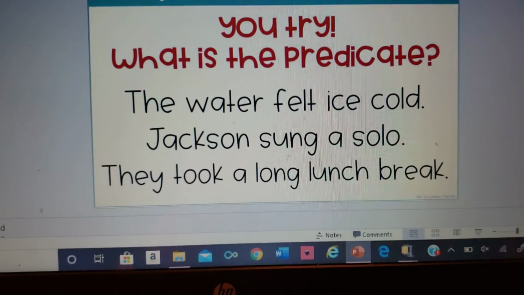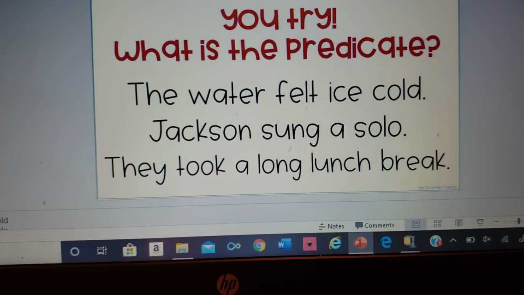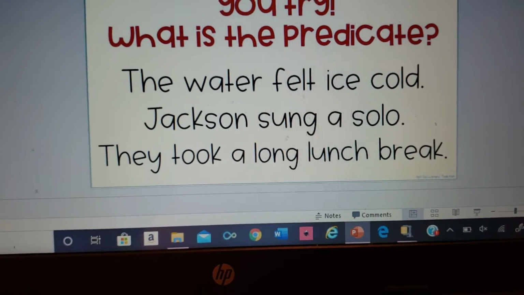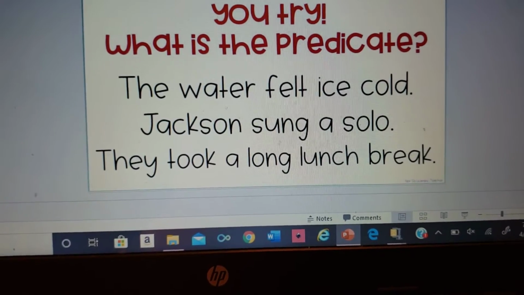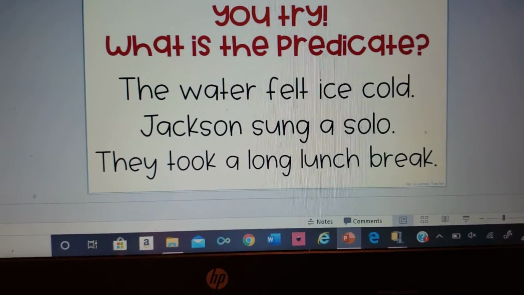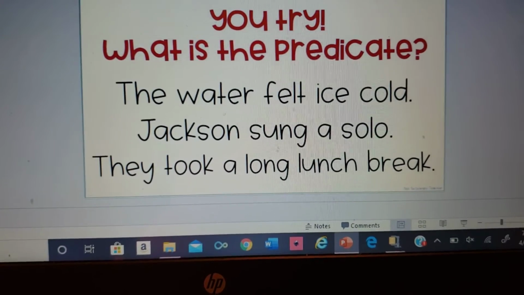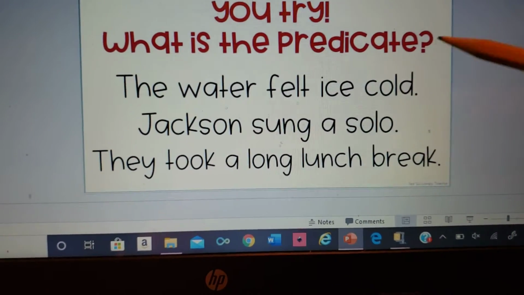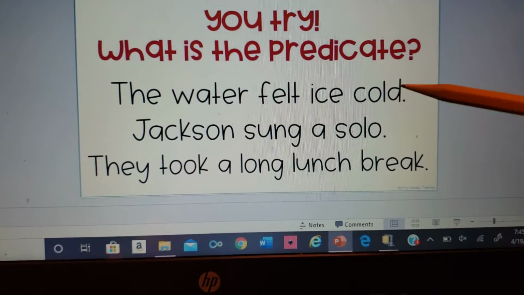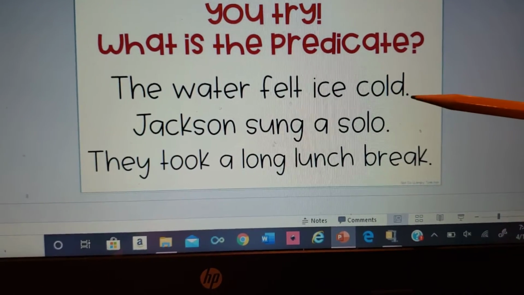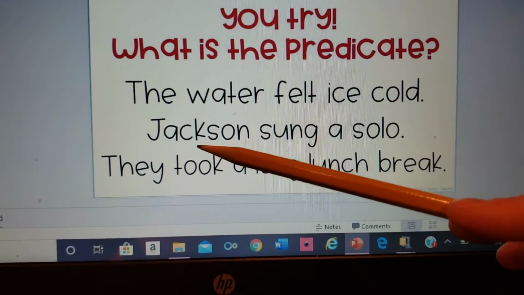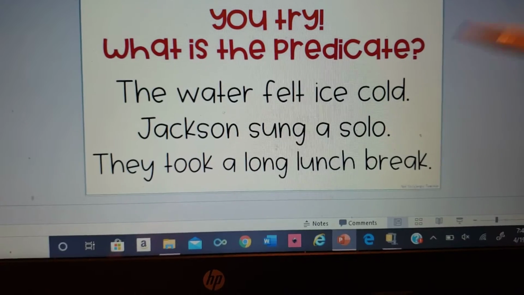All right, so what is the predicate of the sentence? The water felt ice cold. I'm going to give you a second here. The water felt ice cold. What is the predicate of the sentence? If you said felt ice cold, that tells what's happening. It also includes the verb. So you would underline these three words right here. Felt ice cold.